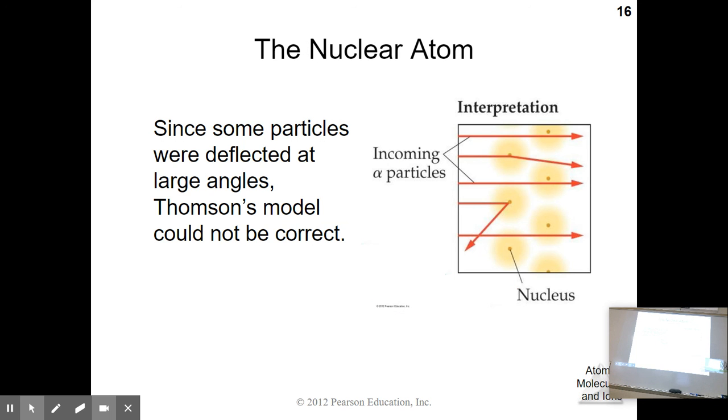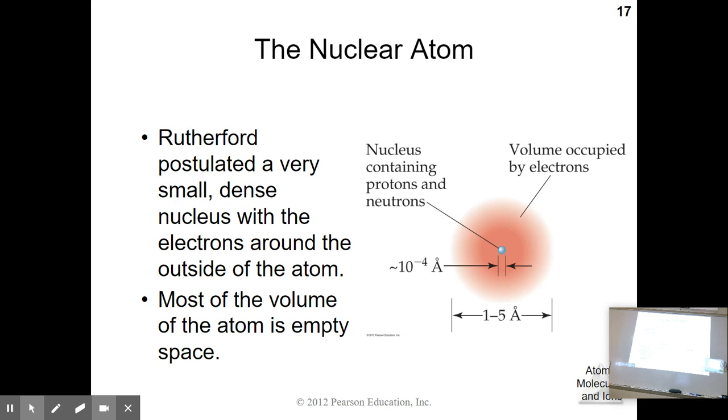So what this kind of led Rutherford to hypothesize was, because of these large deflections that some of these particles took, Thomson's model could not be correct. Something had to be present that was dense enough to cause these changes of direction. So what he said was, I love the word postulated, was that dense nucleus with electrons around the outside of the atom, and that most of the volume of space in an atom is just that, space. Empty.